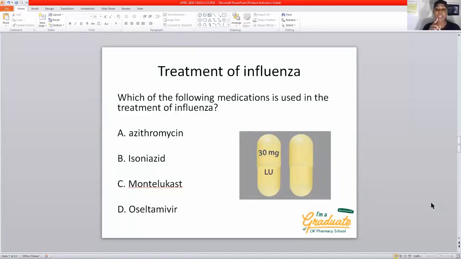Influenza. Now, I'm going to tell you a trick that I want you to know. When you think about something, the flu is viral, okay? Viral. Most drugs that are used to treat something that's viral are going to have VIR in it. Hence the VIR for viral. You can thank me later, okay?